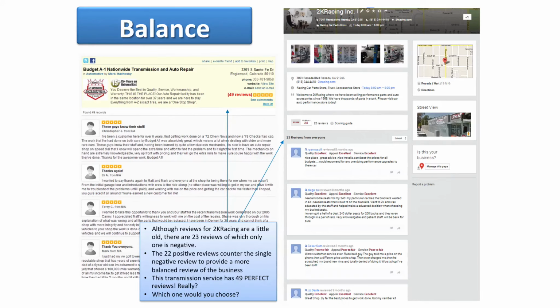Now, balance is another very important factor. The idea that you can get 5 perfect stars all the time isn't always so good. You want to have some balance. In fact, if you look at these 2 side by side, one has 49 reviews and they're all perfect 5 reviews. Whereas this 2K Racing has 23 reviews, but one of them unfortunately is negative. But it looks more balanced. It looks more realistic, real, right? So it's very important to recognize that even if you have one bad review, when you balance it against a lot of good reviews, it actually looks very real, very believable. Nobody's perfect, and that's okay. So we always talk about the notion of having balance in reviews, and it again reflects more of a real-world perspective.